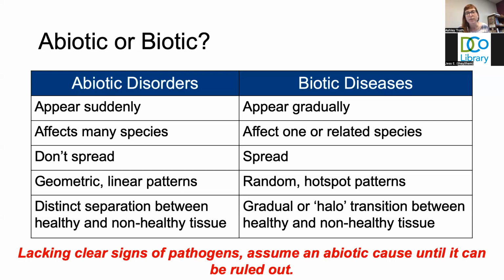Lacking a clear sign of a pathogen, I would always assume I have an abiotic disorder. I would always assume that the underlying problem is that the plant is not happy, it's not healthy, it doesn't have the energy it needs to spend or to save or to grow. And because of that, maybe a biotic disease is coming in, but I need to fix this underlying abiotic or cultural problem first, right? I need to fix my soil.